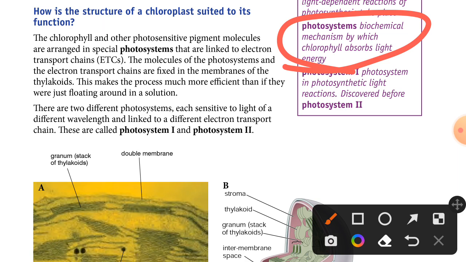So the molecules of the photosystems and the electron transport chains are fixed in the membranes of the thylakoid. Kan isaan fixed ta'an kan isaan dalagaman maal keessattidha? Membrane of thylakoid keessattidha jechuudha. Isaan kun kan isaan fixed ta'an. This makes the process much more efficient than if they were just floating around in a solution. Kun immoo maal jedha processii sana more efficient godha. Akka isaan just floating around in solution caala akka isaan bu'aa buusan gargaaraa jira.